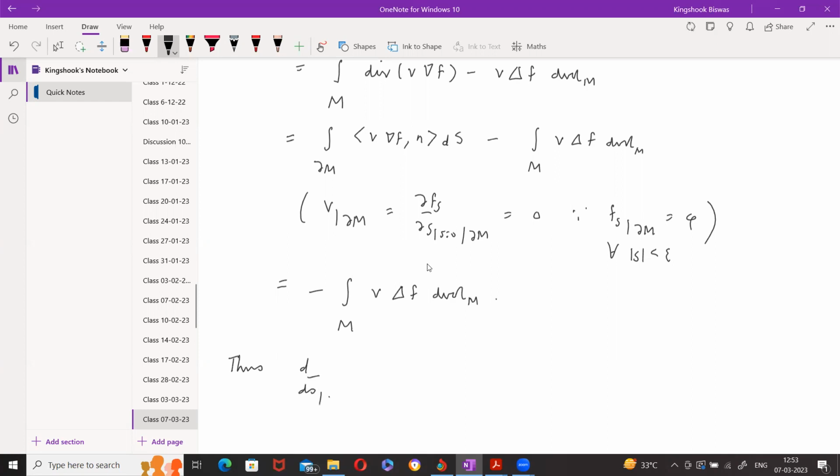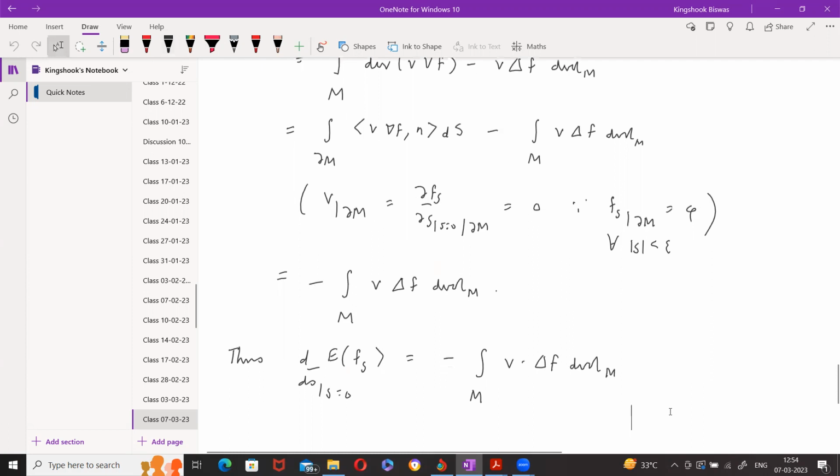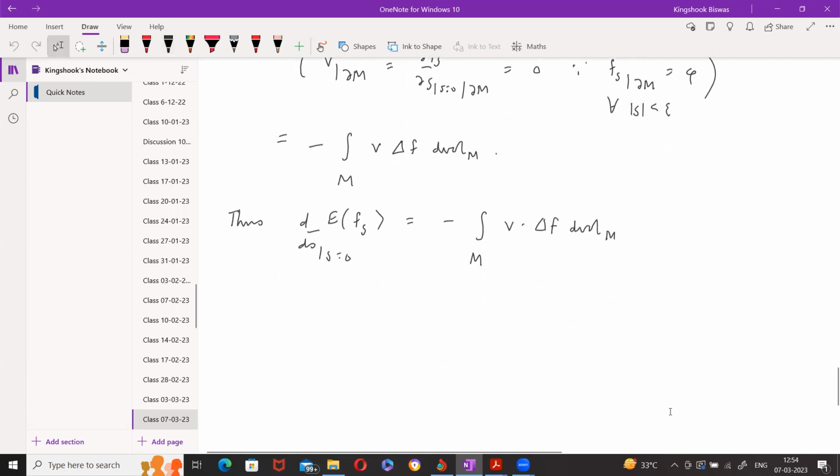Thus we get that d/ds at s equal to 0 of the energy of F_s is minus the integral of the variational function times the Laplacian of F. Do you see a formal similarity with the variation of energy for curves? There, the role of the second derivative was played by d gamma prime dt. Here we get a second derivative term coming from the Laplacian. The formulae are similar, and we'll see that these are both special cases of a general formula for maps between manifolds.